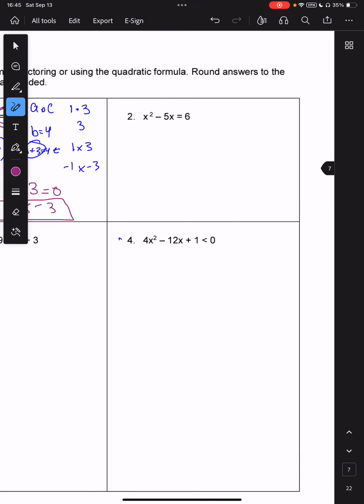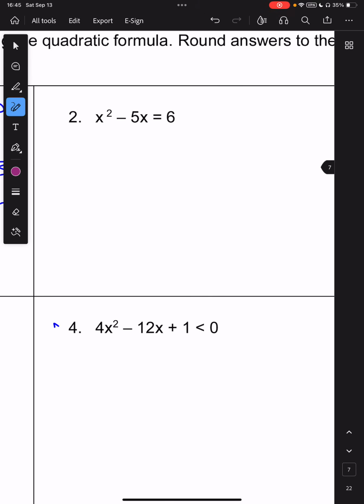Now let's do it for 2. 2 is a little different because it's not equal to 0, it's equal to 6. To get it equal to 0, we want to bring our 6 over to our left side. So we have x squared minus 5x minus 6. So then we can get our answer. And remember, it's equal to 0.